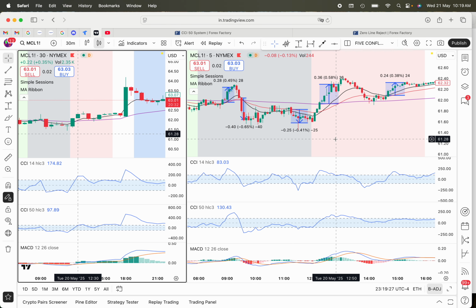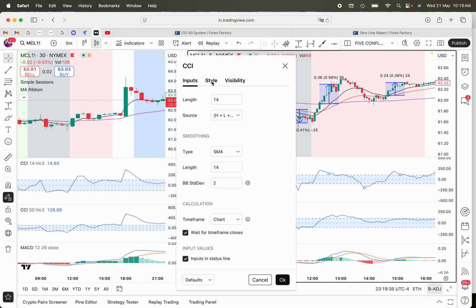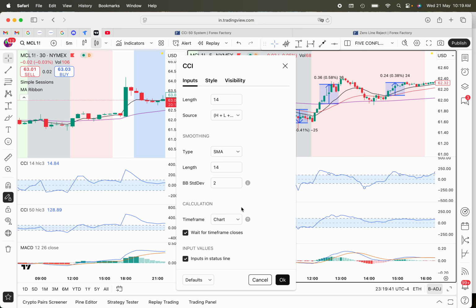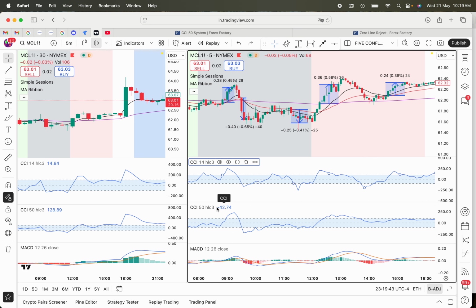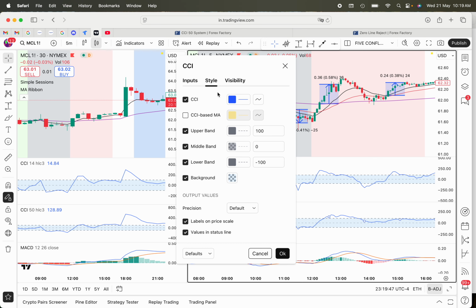It's simple as that. Obviously, we have CCIs. On both the charts they are the same. I have a 14 CCI, which is the stock standard one that comes with TradingView. I've just changed it to blue, and I have the moving average turned off. And the other one is a 50 CCI, exactly the same thing. They're on both charts.